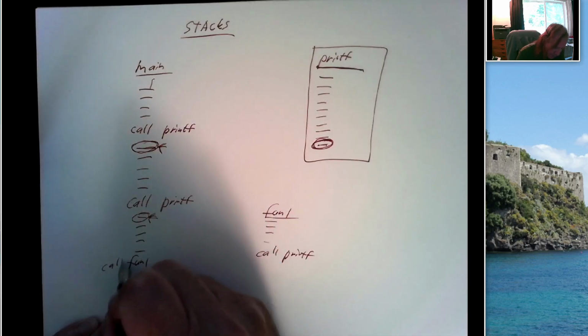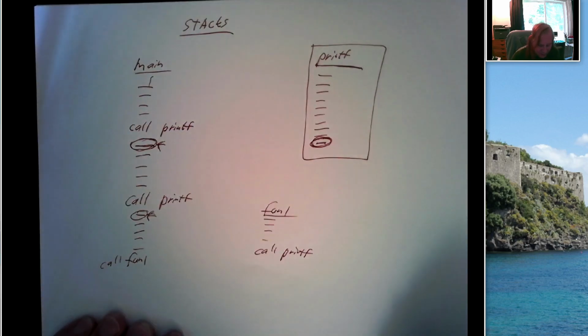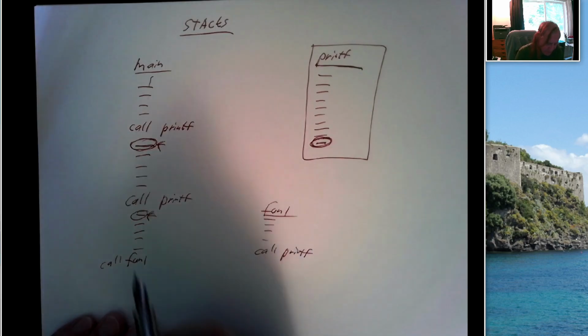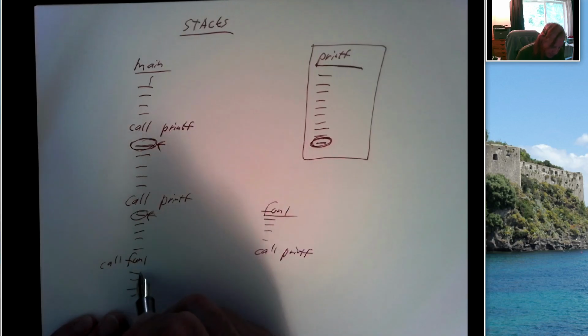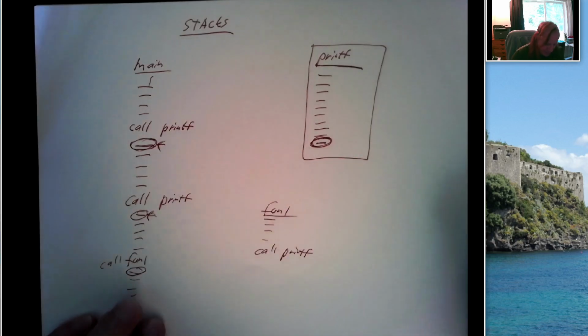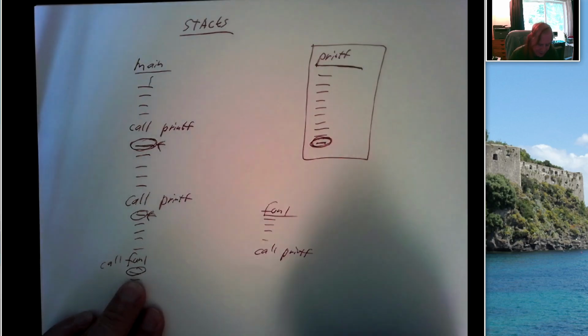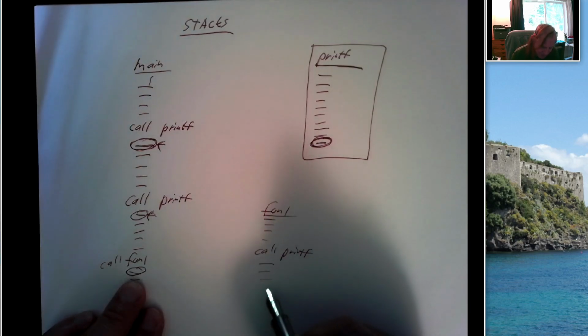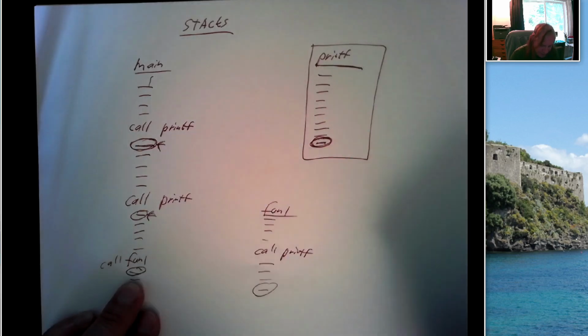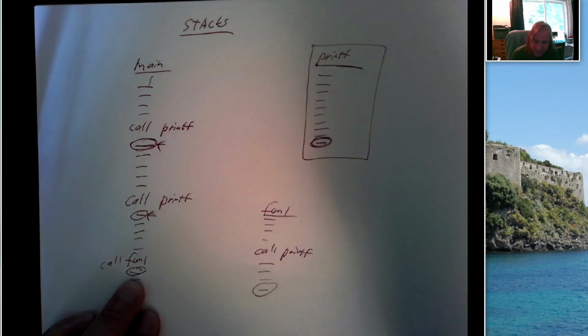Let me say call here, even though we don't say call, right? So when I make this call to my function fun1, I would want to store this location somewhere so that when fun1 returns, it can come back here. But inside fun1, I'm going to have to do the same thing.